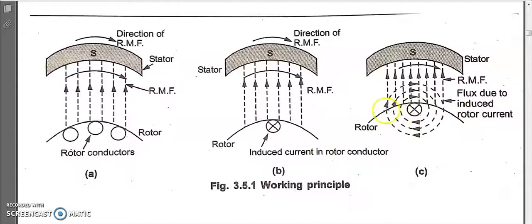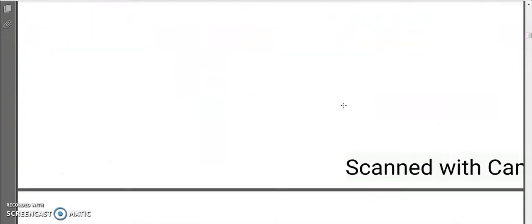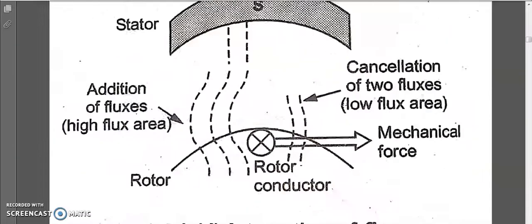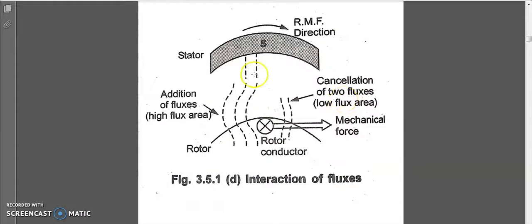This will be more clear if I show one more picture. As you can see here, this is the RMF direction. As I said, addition of fluxes is going to happen in the left part, whereas cancellation of fluxes is going to happen here. So here there is more flux, here there is less flux.